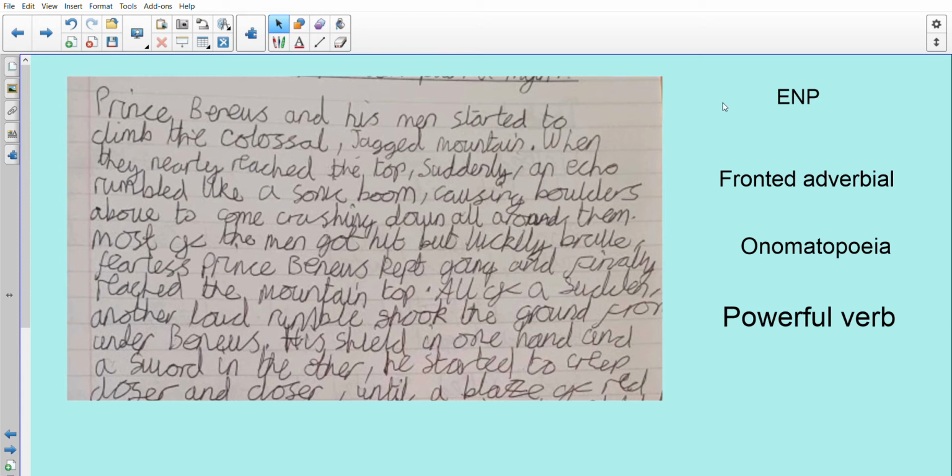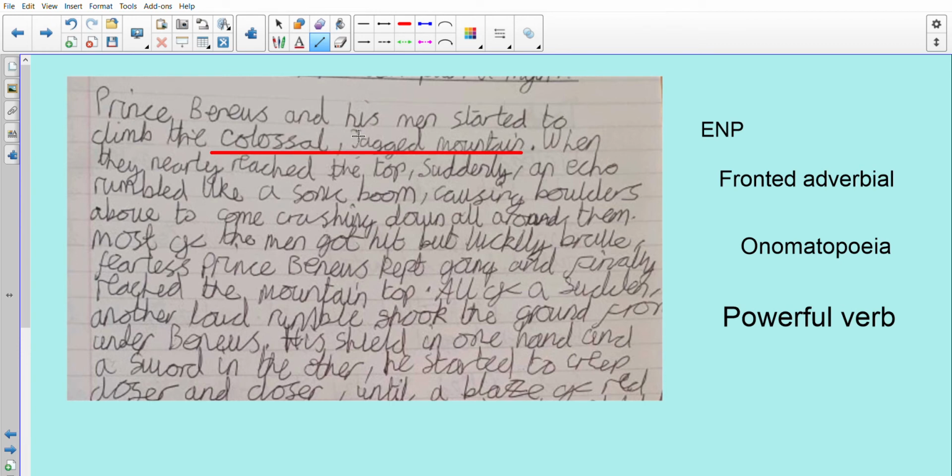Prince Benius and his men started to climb the colossal, jagged mountain. So we've got there an ENP, haven't we? Let's underline these bits. Let's do that in red. The colossal, jagged mountain. So, adjective, noun. It's ENP. Expanded noun phrase. When they nearly reach the top, so we've got a fronted adverbial there, tells you where they are. It's often good to start with a fronted adverbial.